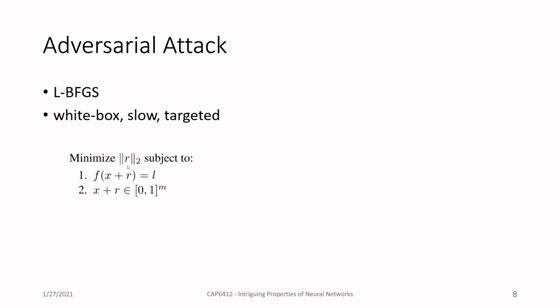There's a perturbation R. We try to minimize the perturbation R such that when this R is added to a clean image X and then sent to the model F, the output needs to be L. L is the class, which is not the original label. So we're trying to alter the label such that the perturbation is minimized. Also, we need to make sure that the original image plus the perturbation lies in the bounds of the image, which is 0 to 1.